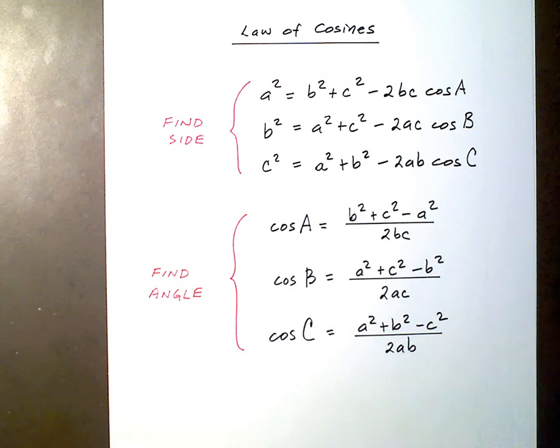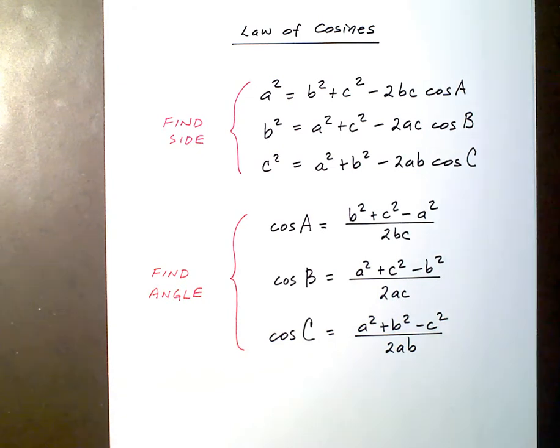This is the law of cosines, and the law of cosines is pretty simple once you use it. It can be used to find the side lengths or angles of triangles that are not right triangles. It works for right triangles as well, but it can be used to find sides and angles given certain information of any triangle. So it's really just one basic law.